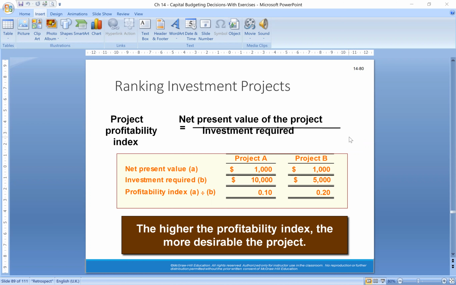Again, we cannot decide based on the net present value for this decision. Why? Because the investments are not equal. We use the net present value if the investments are equal for two projects. Okay, so the higher the net present value, the better. In this case, we cannot use the net present value. We will use something called the profitability index, which is simply net present value divided by the investment. In this case, the higher the profitability index, the better the project.